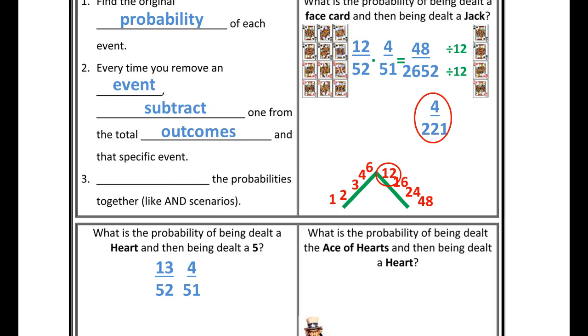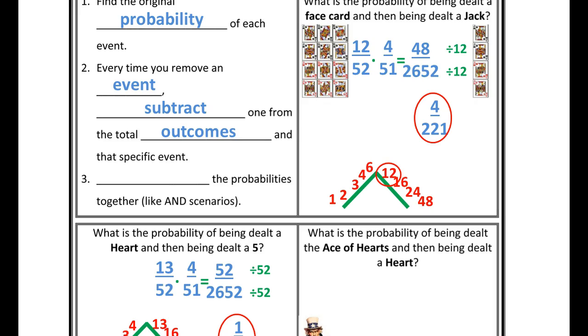What's the probability of being dealt the heart, then the 5? We need to multiply those together. 13 times 4 gives me 52. 52 times 51 gives me 2652. I'm going to simplify. I'm going to find the factors of 52. And then divide those factors from 2,652 to find which one simplifies or which one gives a whole number first. Divide top and bottom by 52. I get 1 in 51 probability.